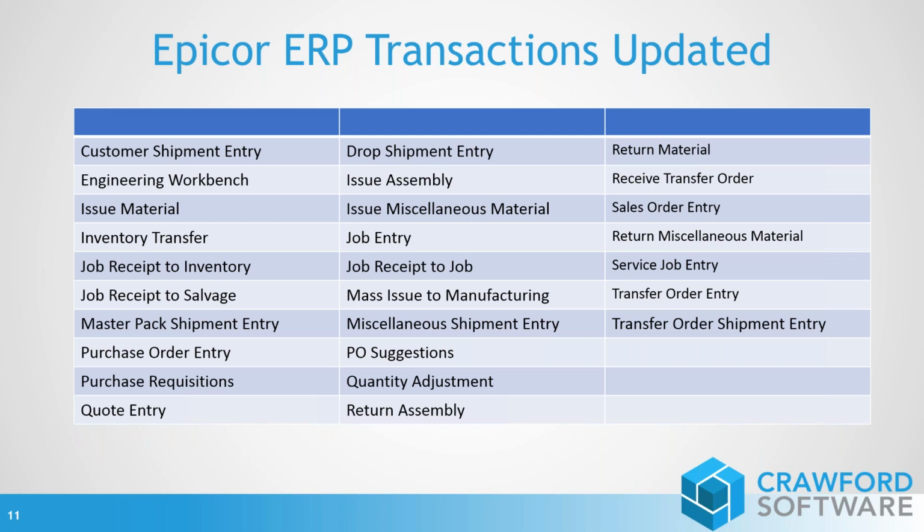So customer shipment entry, drop shipments, all of the issuing materials, everything related to purchasing, everything related to just a quantity adjustment, returning materials, returning assemblies or materials, sales orders, quotes, RMA processing. Actually, that's one that I missed on this screen right now. RMA processing is covered and is included.